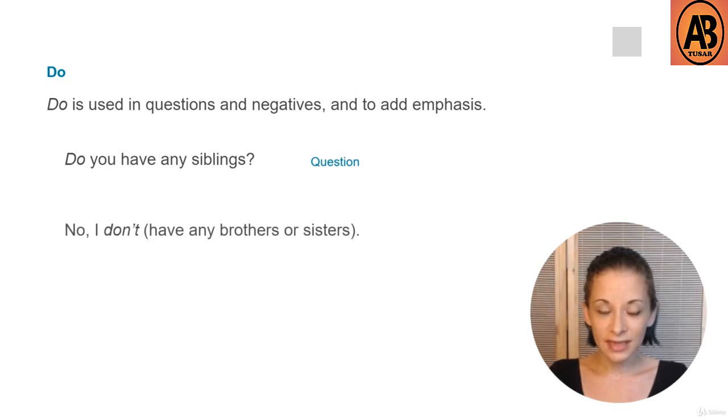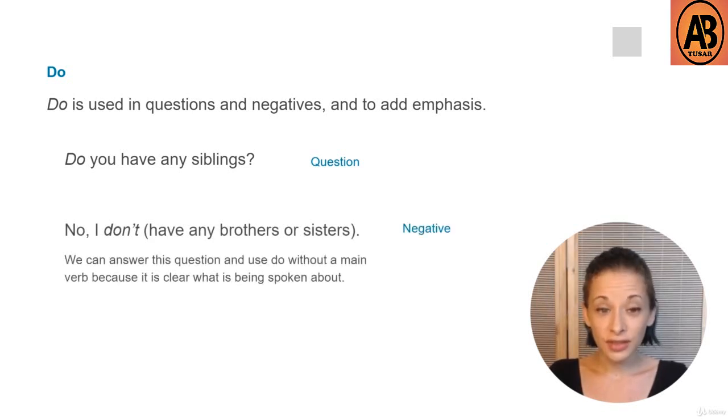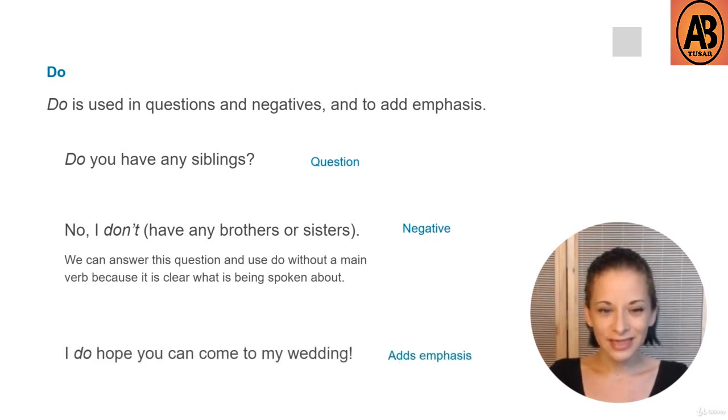Here it is used in the negative. No, I don't have any brothers and sisters. Here we can answer this question and use do, the auxiliary verb, without a main verb, because it's clear what's being spoken about. So you could just answer by saying, no, I don't. And here do is used to add emphasis. I do hope you can come to my wedding.